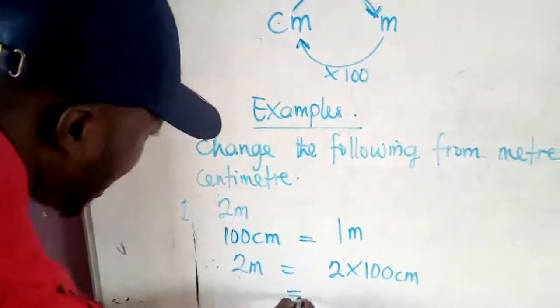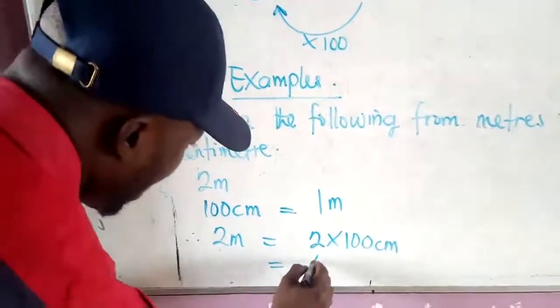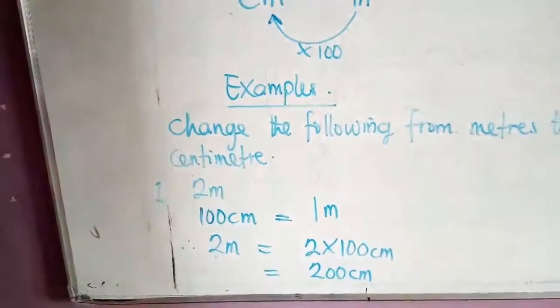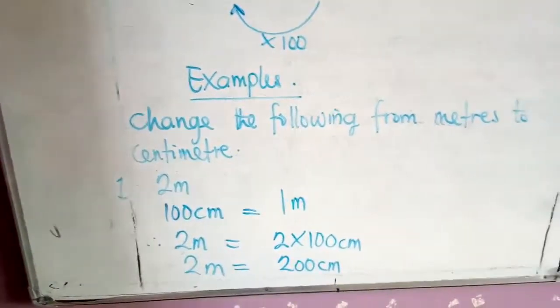So when we convert this, 2 times 100 is equal to 200. So put our centimeter. So 2 meters is equal to 200 centimeters.